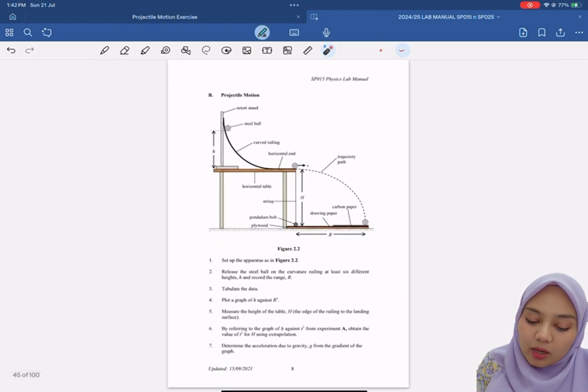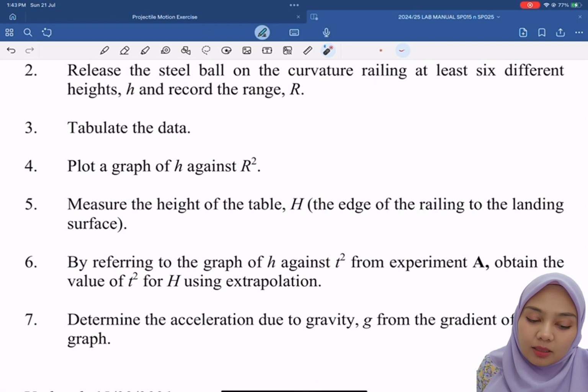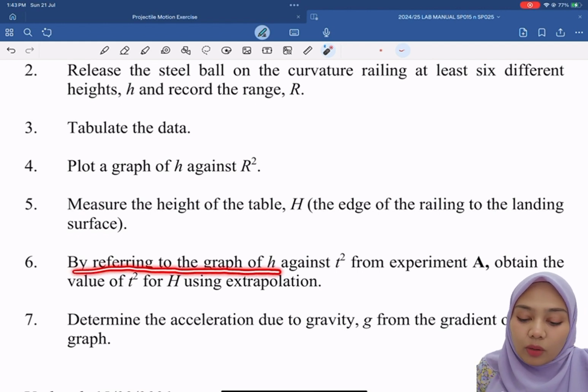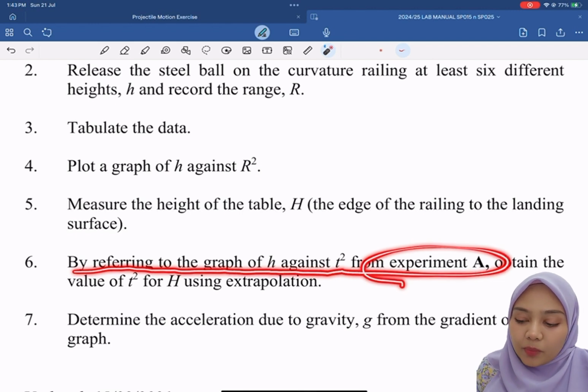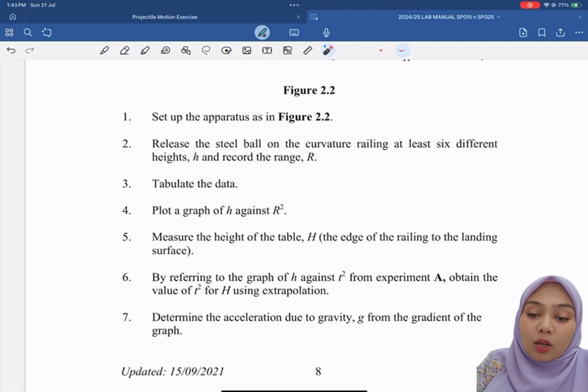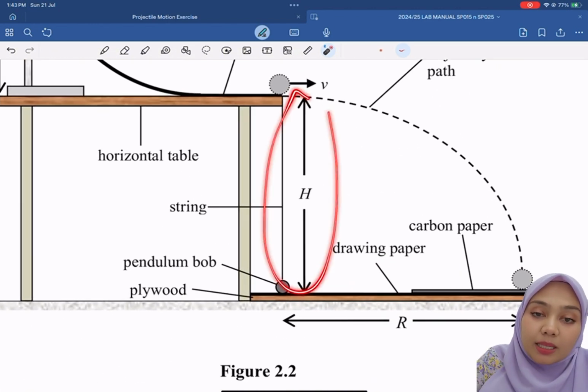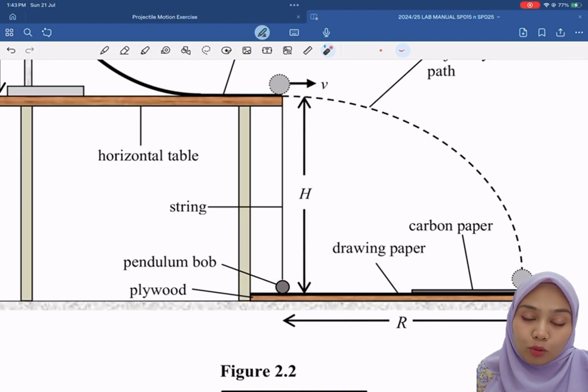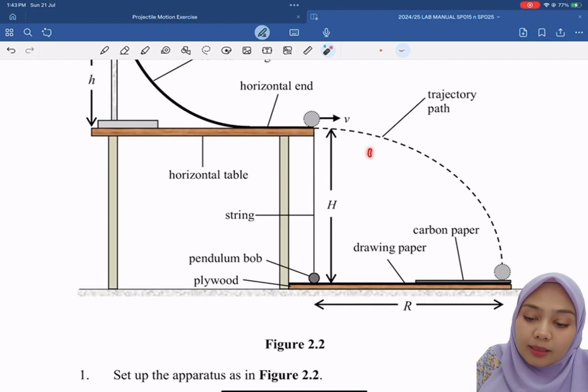So here, if you look at step number 6 in the procedure, it says, by referring to the graph of H against t squared from experiment A, obtain the value of t squared for the H, which is the height of the table in the second experiment. This is a projectile motion. So we want to get the t squared for this particular height, which is the height of the table.